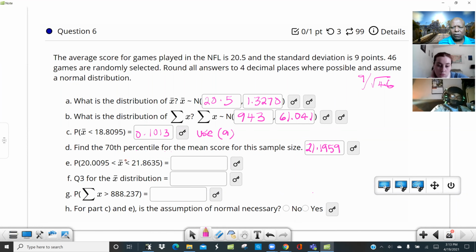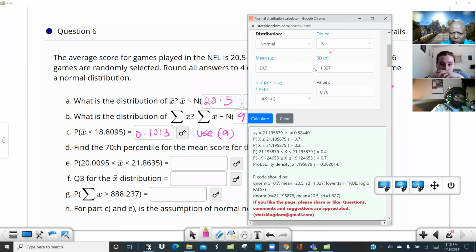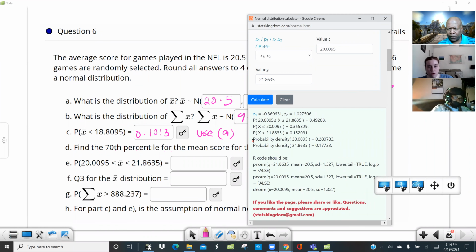Between these two numbers, you go back here. The issue is to know which of the two normal distributions you are talking about. So I'm talking about this very normal distribution. I want two X values. I want 20.0095 and 21.8635.